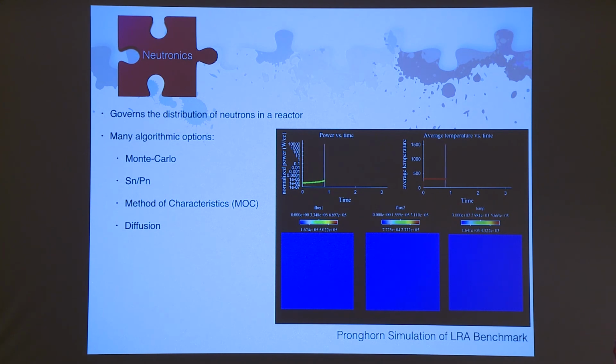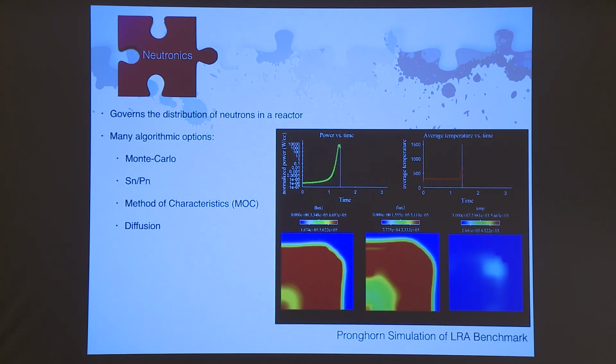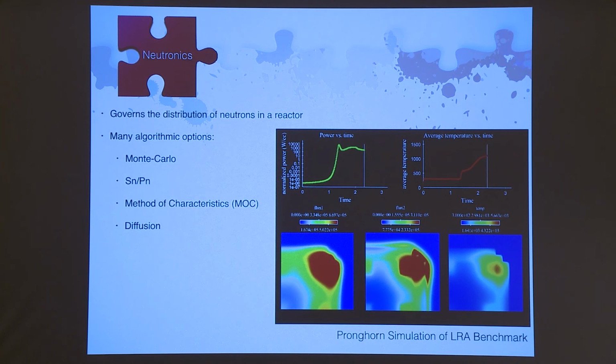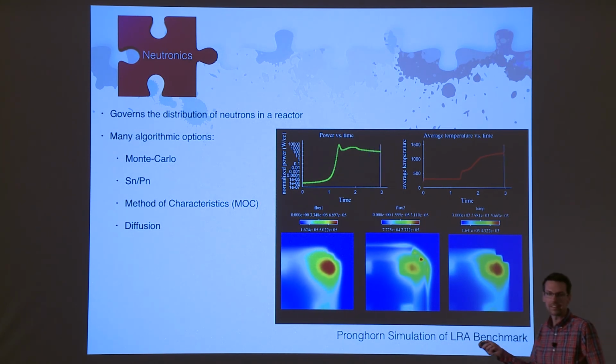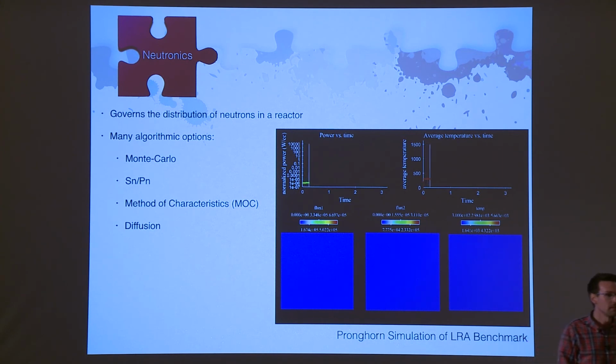And it turns out there's lots of different ways to solve for this neutron distribution, including Monte Carlo methods. There are methods that are called SN and PN. I don't really want to get into what they mean. I'm just listing them out here. But then method of characteristics, but really the workhorse still in industry is this guy down here, diffusion. Okay?